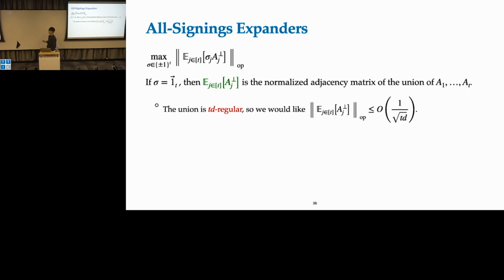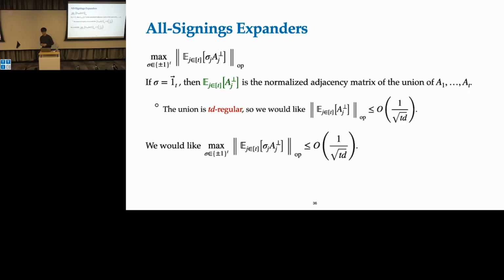We want something more than this. We want that if we have any signs here, then the expectation over sigma j aj is also bounded by 1 over root td. This is actually the precise condition we need for the A1 to AT. Any questions about this condition?